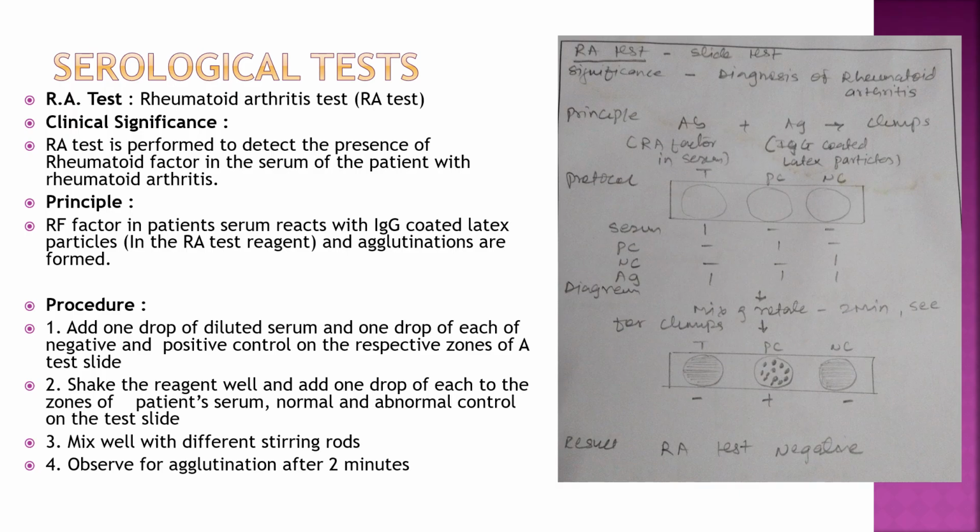The clinical significance is that the RA test is done to detect the presence of rheumatoid factor in patients of rheumatoid arthritis. Rheumatoid arthritis is a disease of old age patients in which the major joints are involved. Procedure in short: take three circles, label them test, positive control, negative control. Add serum to the test, then 1 drop to positive control and 1 drop to negative control, and then add the antigen provided in the kit, mix, wait for 2 minutes and then look for the clumps.